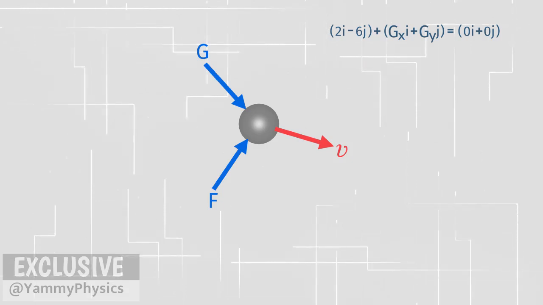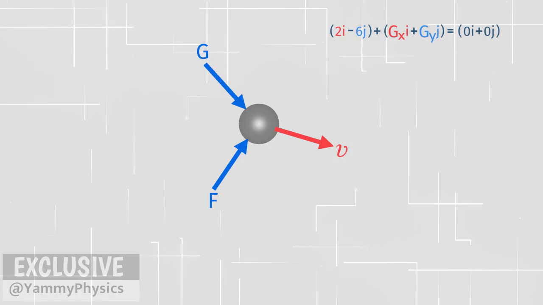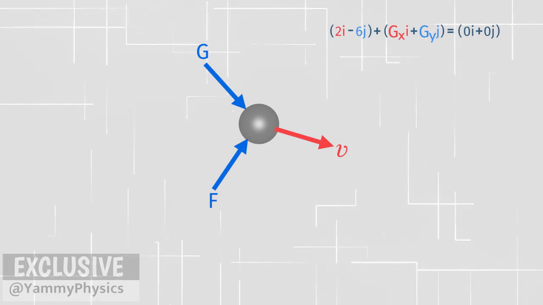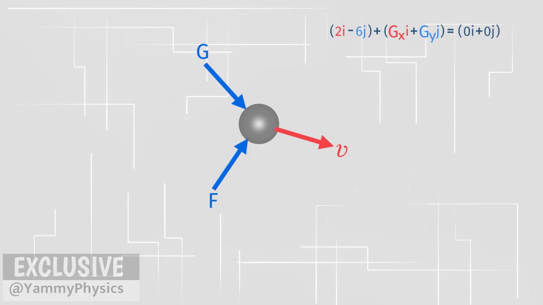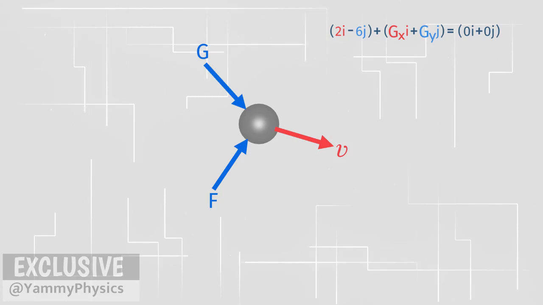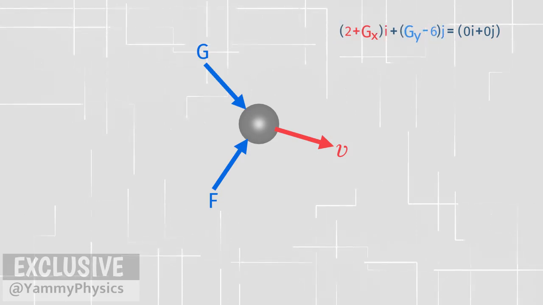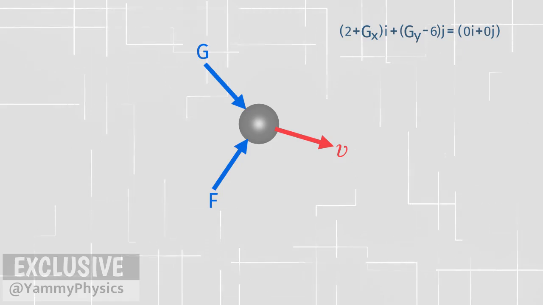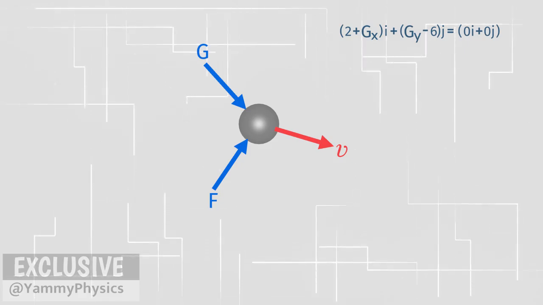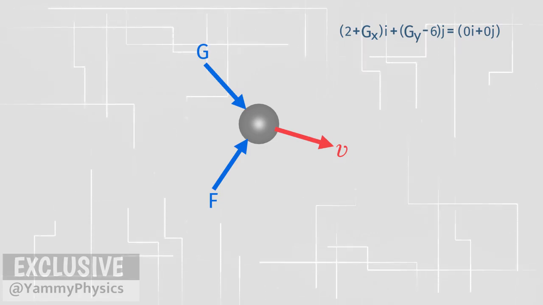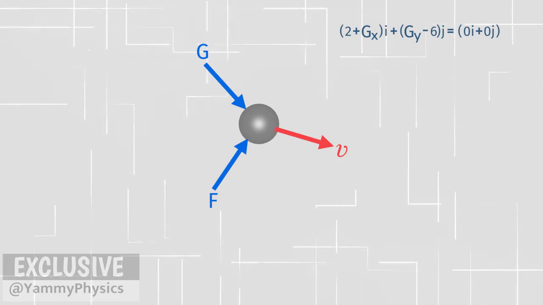In vector addition, only values in the same unit vector can be added directly. The value in unit vector i hat can only be added to the value in unit vector i hat. We will get (2 plus gx) i hat, plus (gy minus 6) j hat. Now we will talk about the equality of vectors. Vectors are said to be equal if and only if all the values of their components are the same.